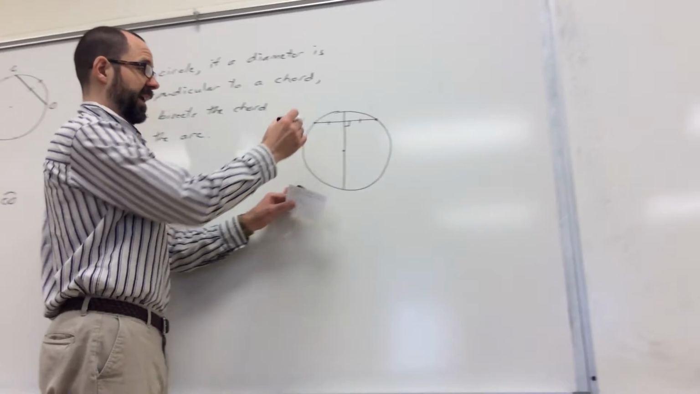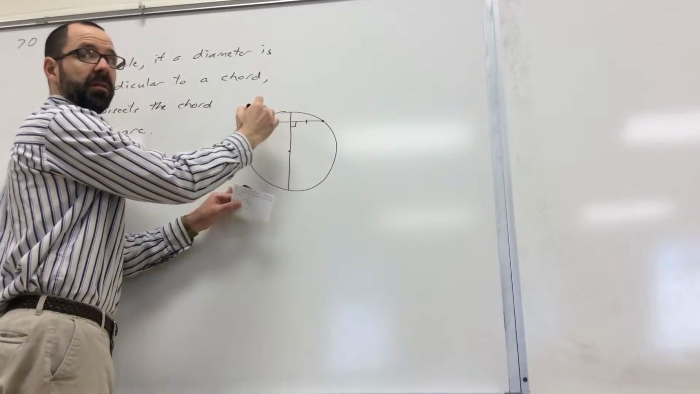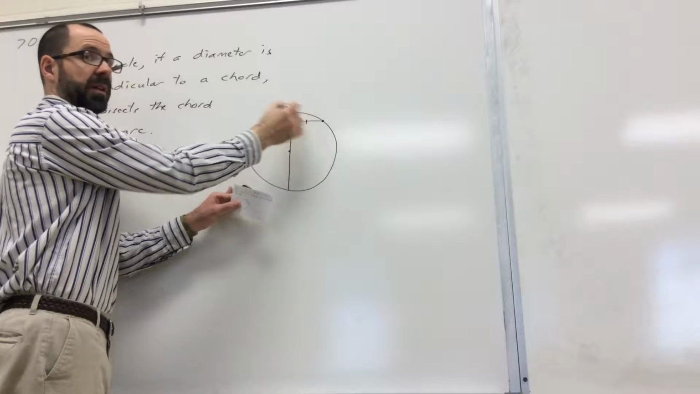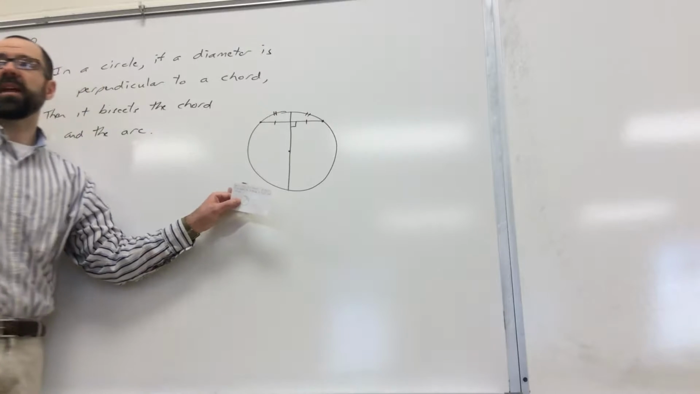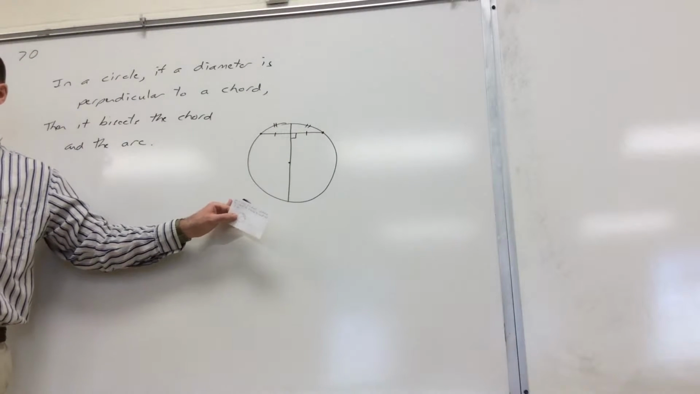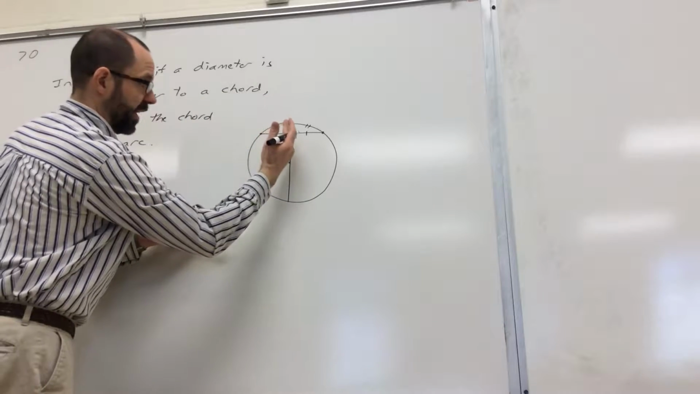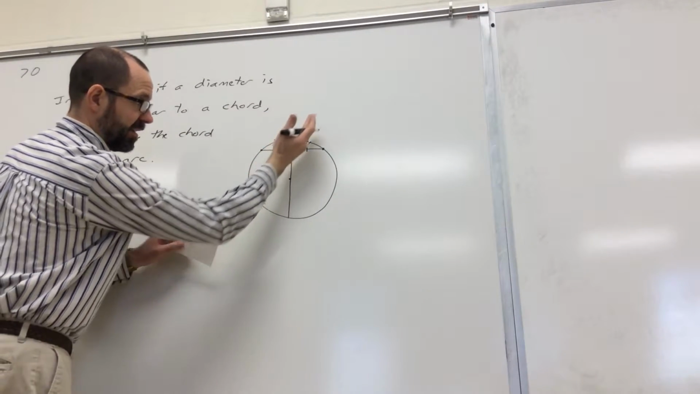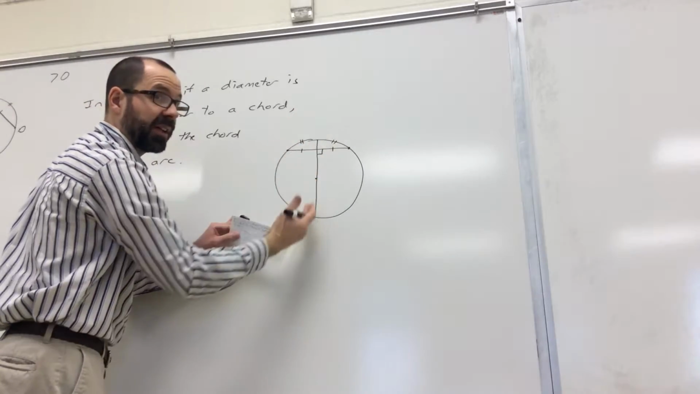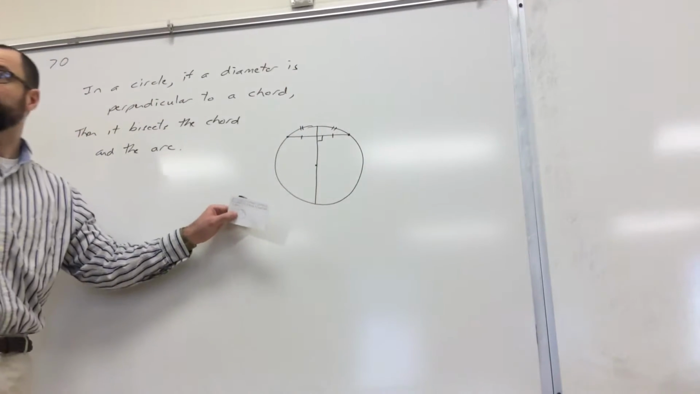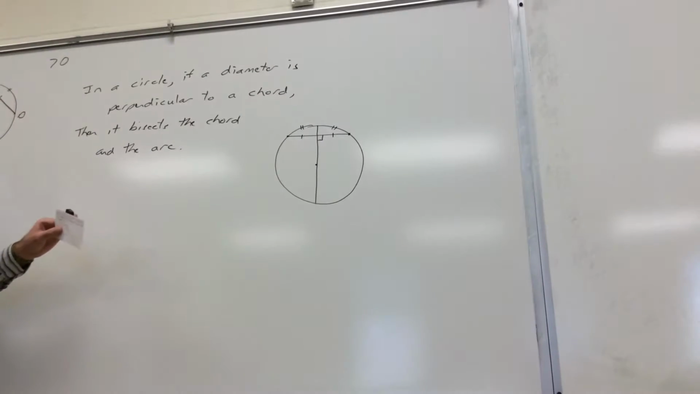So what I mean by that is, here's the arc, and it got cut in half. So this piece equals that piece. That happens if the diameter is perpendicular to the chord. Obviously, if the diameter was like this, it wouldn't cut the chord in half if it wasn't perpendicular. But since it is perpendicular, it's going to cut the chord in half. Everybody okay with all that?